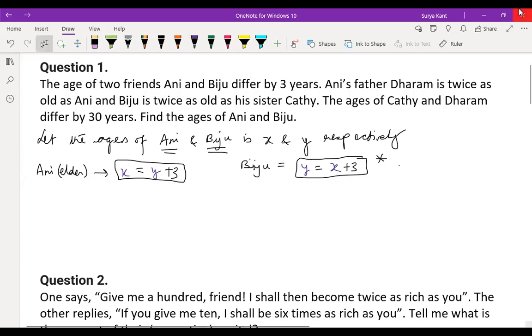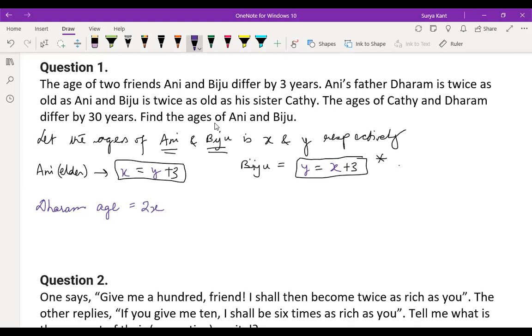Now the next part they have given here is: Ani's father, Dharam, is twice as old as Ani. So what can we write here? What is Dharam's age? Ani's father is twice as old as Ani. Ani is X. Dharam's age is how much? 2X, correct?